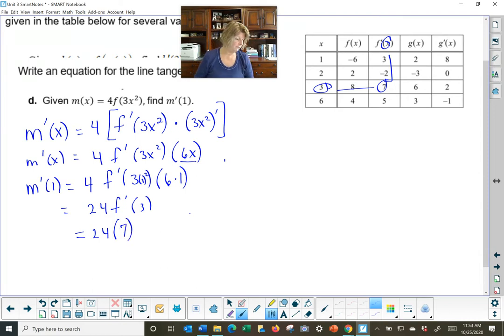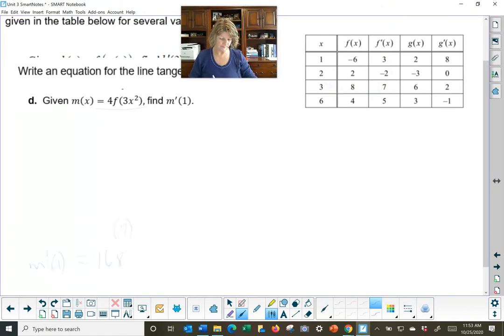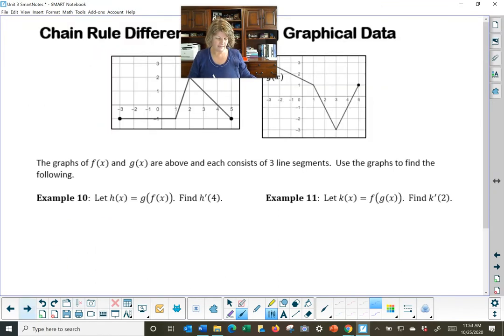And whatever 24 times 7 is, it is 168. We get a numeric answer for that. Fantastic. Looks like D was the last on that. So that's using tables. Just think of what your rules would be and follow them. All right, not so daunting.